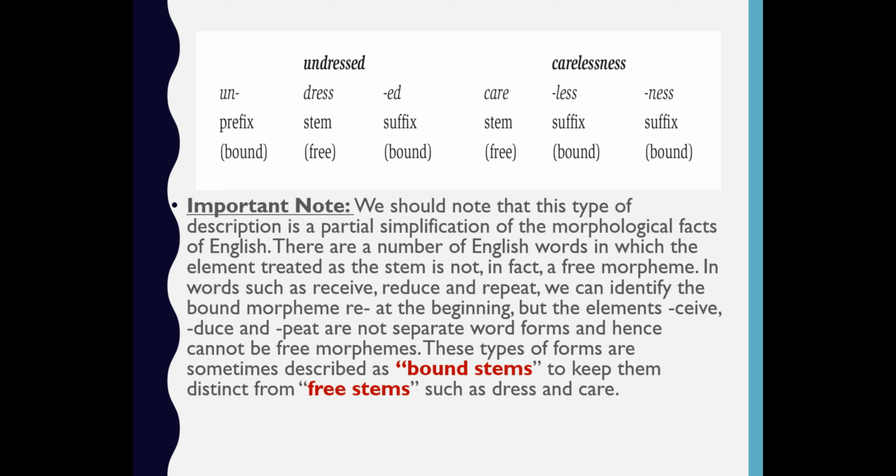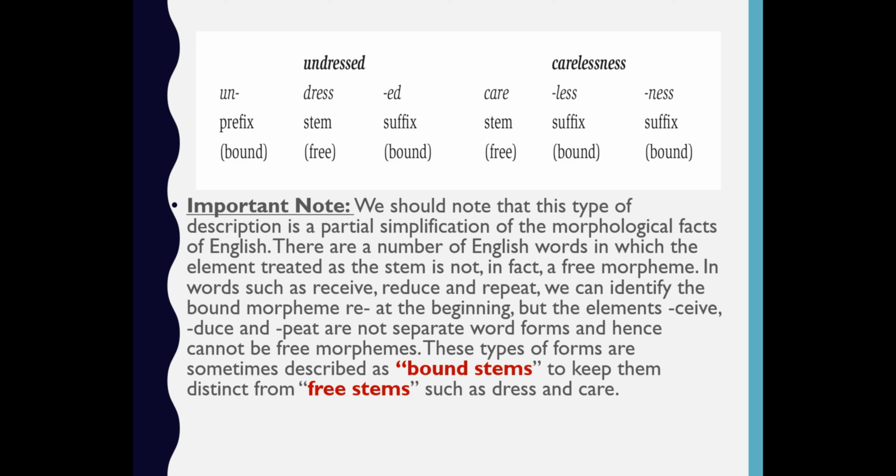Carelessness. Care here is a stem, meaning that it's a free morpheme. Nobody ask what stem means in Arabic, it doesn't have a very good translation in Arabic, I don't know it. Okay? So, stem here is a free morpheme. You just have to know that a stem is a free morpheme that can stand on its own. It's a word. Care by itself has a meaning, like care, attention, or concern, or whatever.